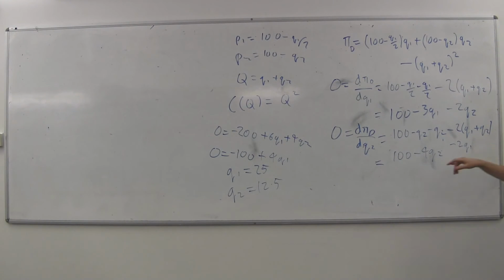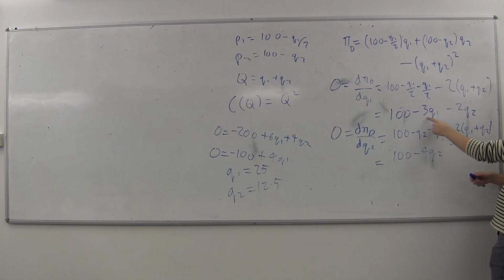Does that work? 100 minus 4 times 12.5 is 50, minus 2 times 50. Yeah. Check this equation as well, check I haven't made a mistake. 100 minus 3 times Q1 is minus 75, so that gives us 25. Minus 2 times Q2 gives us the other 25. Yeah, so that works. Okay, so that's Q1 and Q2. That's what the question is.